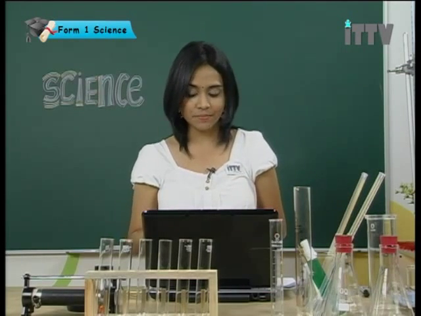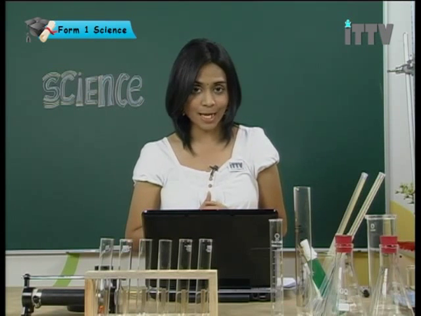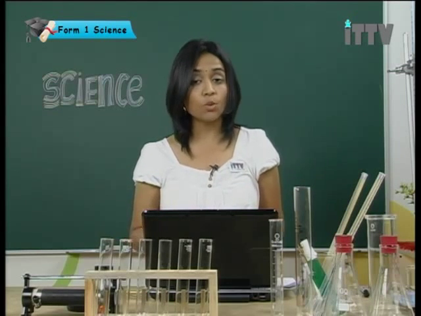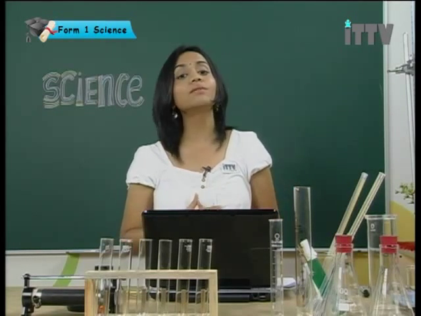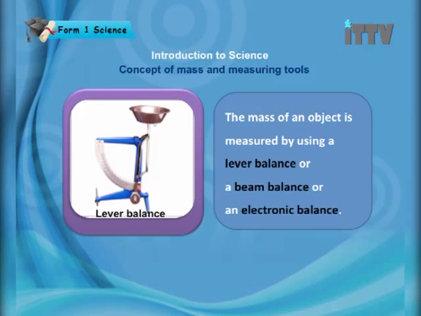Let's see the next point. The SI unit for mass is kilogram, kg. So do you still remember what the SI unit for weight is? It was Newton with a capital N. So when you remember weight, remember Newton. But when you remember mass, which is always constant everywhere, remember kilogram, which is kg. The mass of an object is measured by using a lever balance or a beam balance or an electronic balance. So these are the balances used when you measure mass.